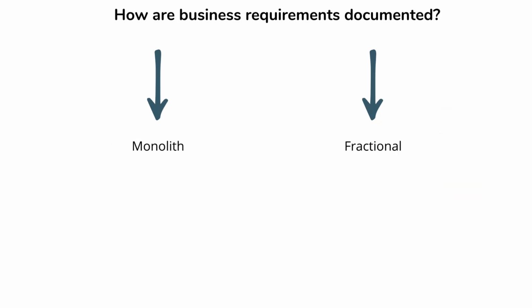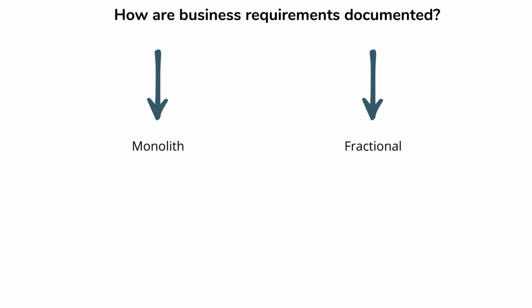Monolith: all requirements are described together in a structured narrative text, with reference to requirement elements: objectives, metrics, assumptions, risks. Fractional: each requirement is described separately. Each requirement is assigned a unique identifier, and traceability to a specific business requirement is possible.